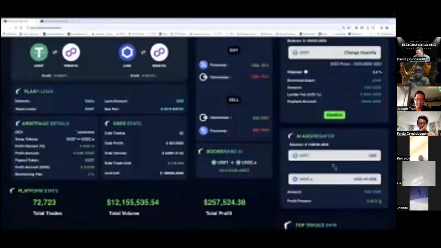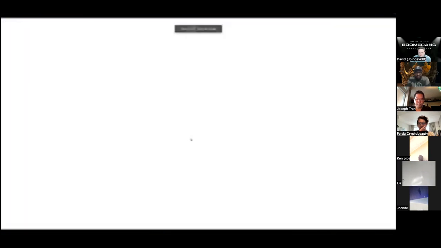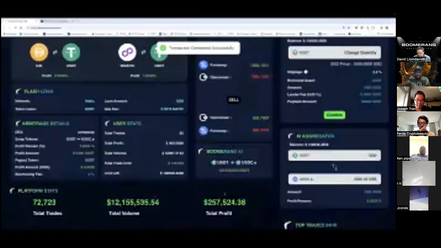Let's see if it's above the 1%. No, 0.95. Let's confirm. Let's see if we can grab this and then see the commissions, the performance. Now it's buying the crypto with the flash loan, sending it from one exchange to the other. Transaction is completed. Website is refreshing. Let's see if we can do another one.